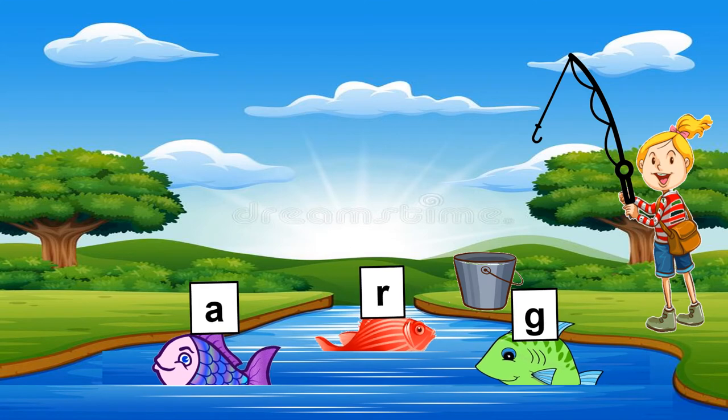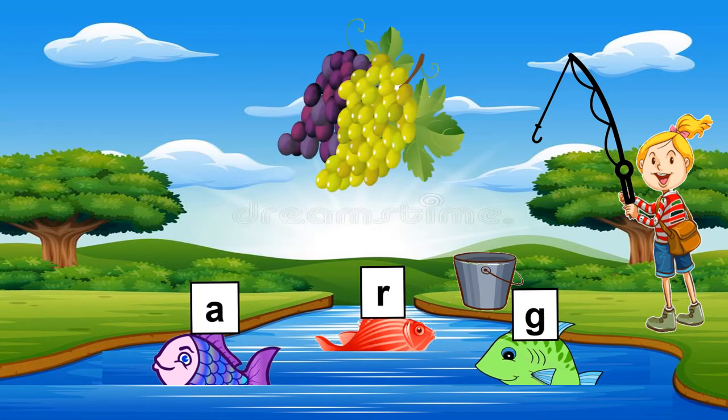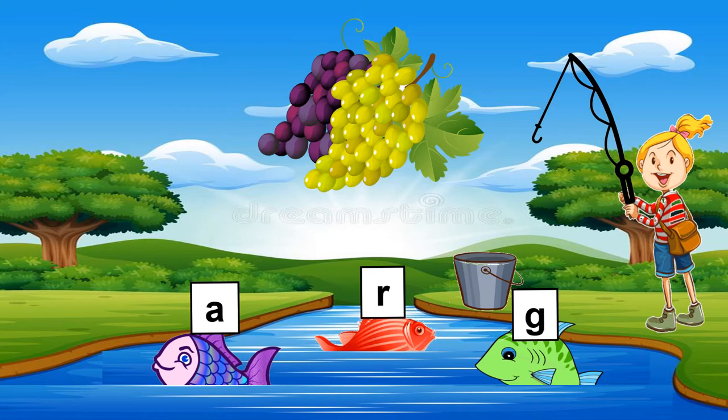Let us look at the first picture. Oh, these are grapes. Grapes is a fruit. And I love to eat grapes. Can you tell me the first sound of the word grapes? Very good. G, G, grapes. Grapes begin with the G sound.